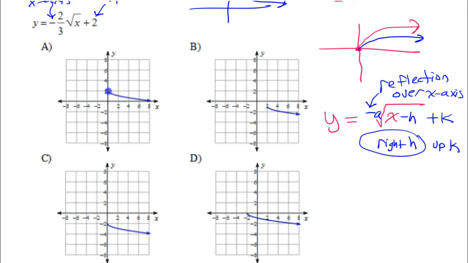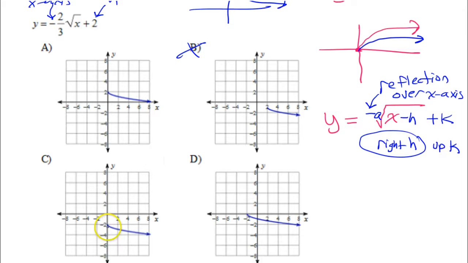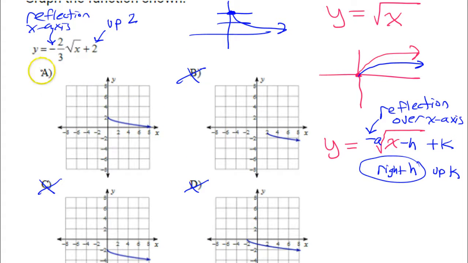Let's see, this one is up 2, so A is a possible. This one is over to the right 2 and down 1, so that's no good. This is down 2, that's no good. This is left 2, that's no good. So this is the only one that is up 2 as it should be, so the answer is A.